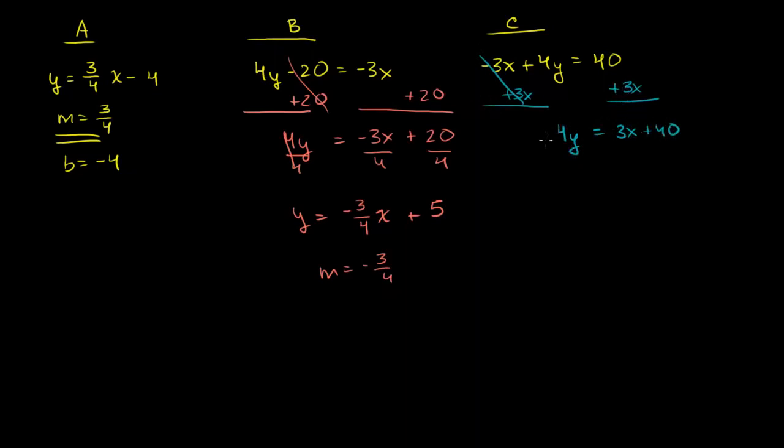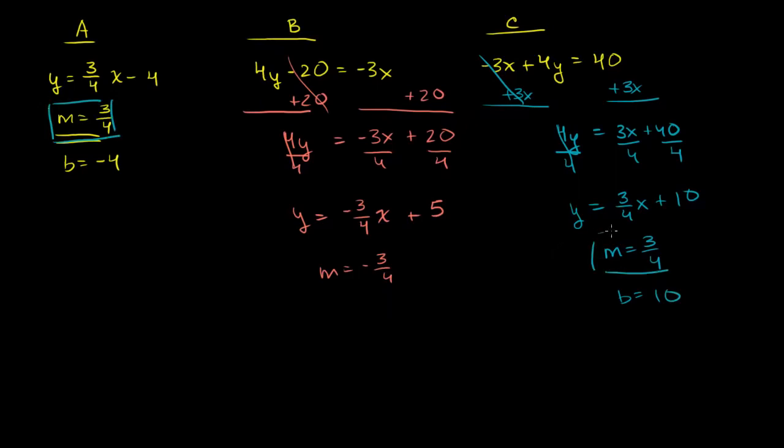Now we can divide both sides by 4. You have to divide every term by 4. The left-hand side, you're left with y. The right-hand side, you have 3/4 x plus 10. So here, our slope is 3/4, and our y-intercept, if we care about it, is 10. So this line and this line have the exact same slope, 3/4, and they're different lines because their y-intercept is different. So we know that A and C are parallel lines, and B is not parallel to either one of the other two.